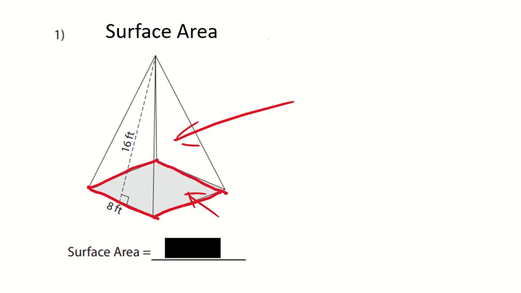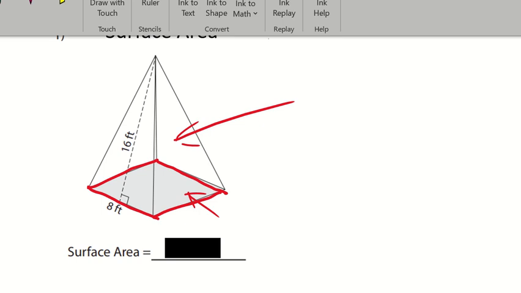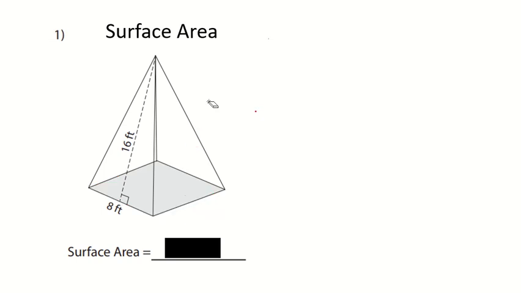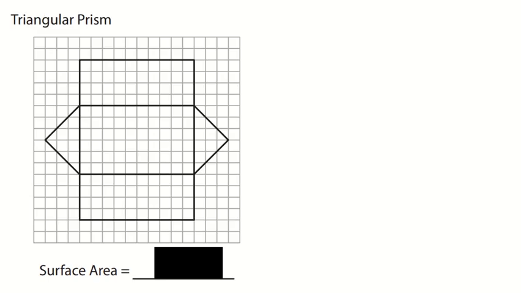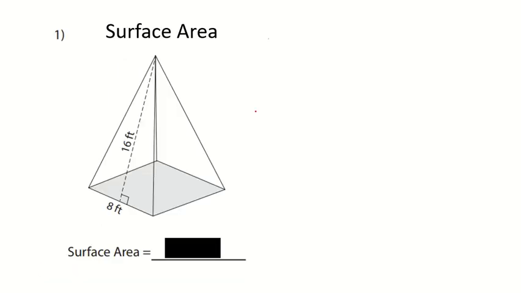We tend to name the pyramids based off of what their base is. So if it were a triangle, it would be a triangular pyramid. But in this case, it's a square pyramid, so we call it a square pyramid. So we're going to go ahead and find the surface area. That's how much it takes to cover this entire shape with no gaps and no overlaps in square feet in this case. So let's go ahead and dive into it by finding the area of each individual portion of this pyramid.